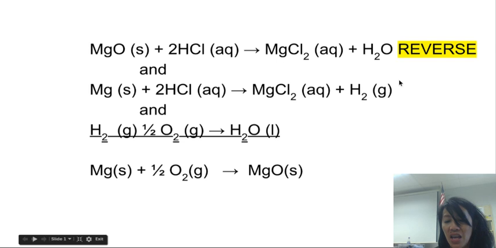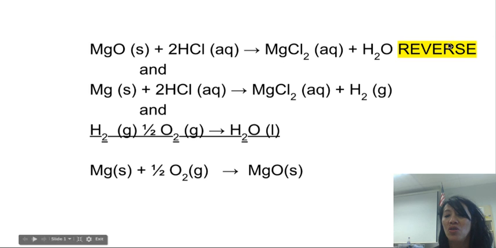Once I have the heat released by each reaction, I can then manipulate the reactions so that when they add up, it equals the overall reaction, which is the heat of formation of magnesium oxide, which we're trying to find. In order to get the heat of formation of magnesium oxide, the first reaction with magnesium oxide and hydrochloric acid needs to be reversed. Once this reaction is reversed, we can add the three equations and add up and get the heat of formation of magnesium oxide.